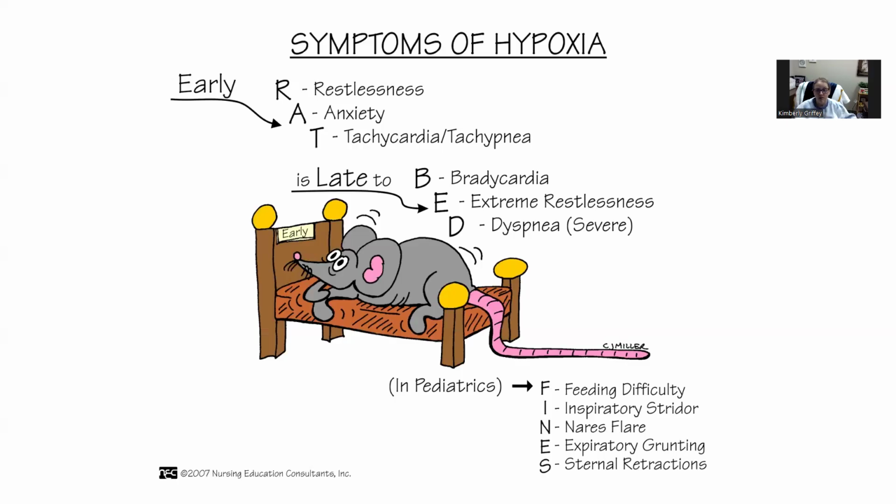And then in pediatrics, or children, you're going to have feeding difficulty. Because their work of breathing is increased, they're not going to be able to feed as much, because when they feed, typically with a bottle or breast, we're obstructing part of their breathing. They're going to have inspiratory stridor. Kids are going to have nasal flaring. They're going to have grunting even. And then you'll see sternal retraction. So in pediatrics, it's FINES.